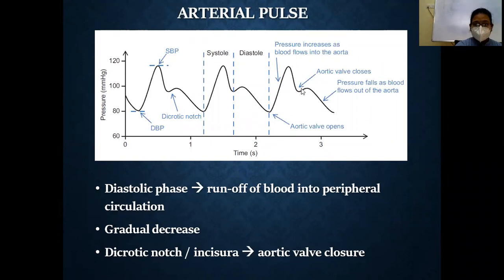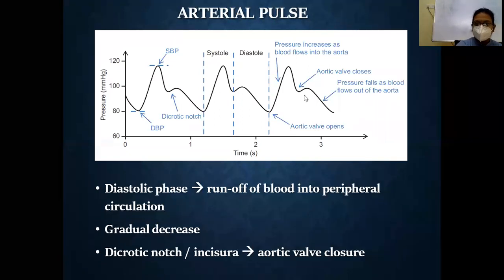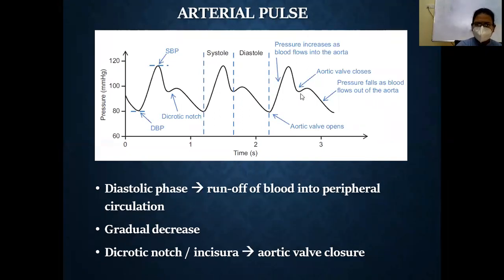And what is this dicrotic notch or incisura? Incisura is present at the level of aorta, okay? Towards the peripheral artery, we label this area as dicrotic notch. And this dicrotic notch represents closure of the aortic valve. So as there is sudden closure of the aortic valve, there is a sharp dip over here. Okay.